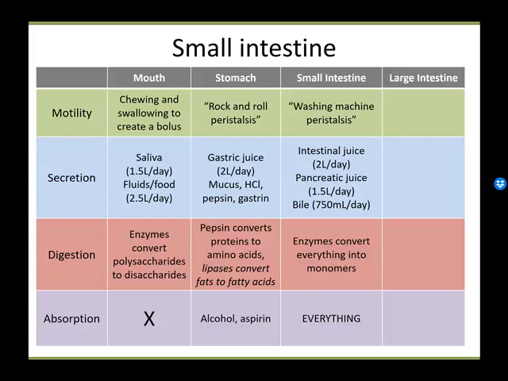Okay, that's it for the stomach. I'll meet you later for the small intestine.